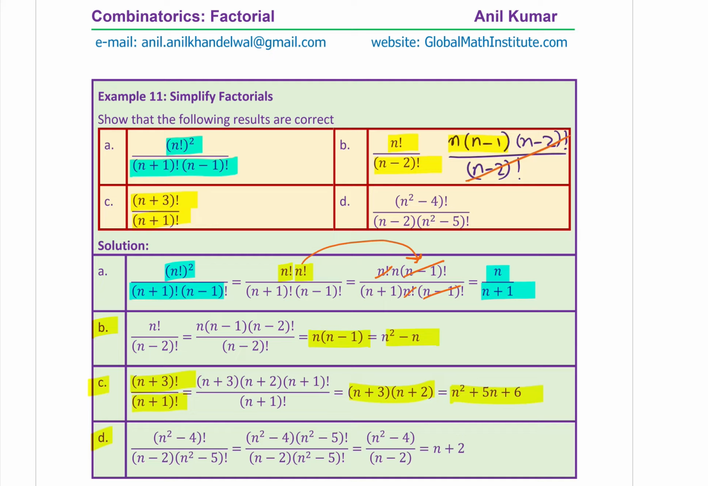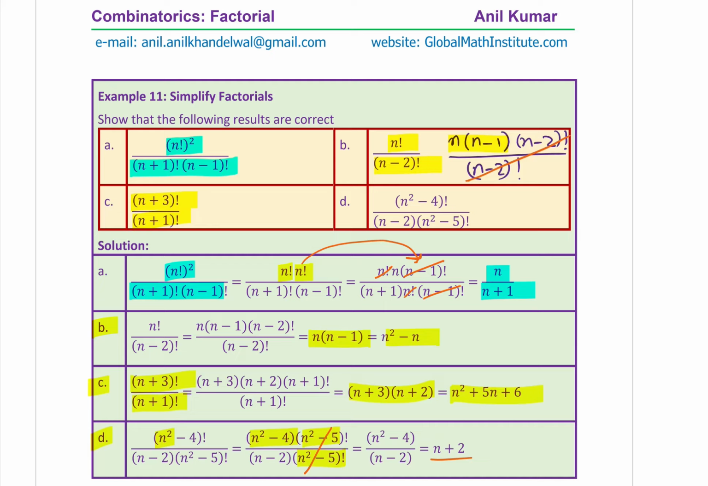The next one is slightly different. This time we have n square minus 4. Well, think about n square as capital N. Still it is n minus 4, right? So you can write this as n square minus 4 times n square minus 5. Since minus 5 is there in the denominator, that will cancel away and you're left with n square minus 4 over n minus 2. And you know what this is. This is n plus 2 times n minus 1, which will cancel and you're left with n plus 2 as your result. Perfect. That is how you are going to do it.